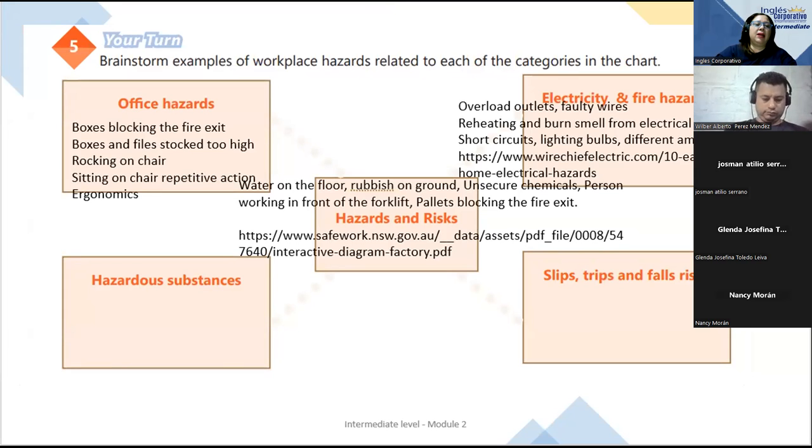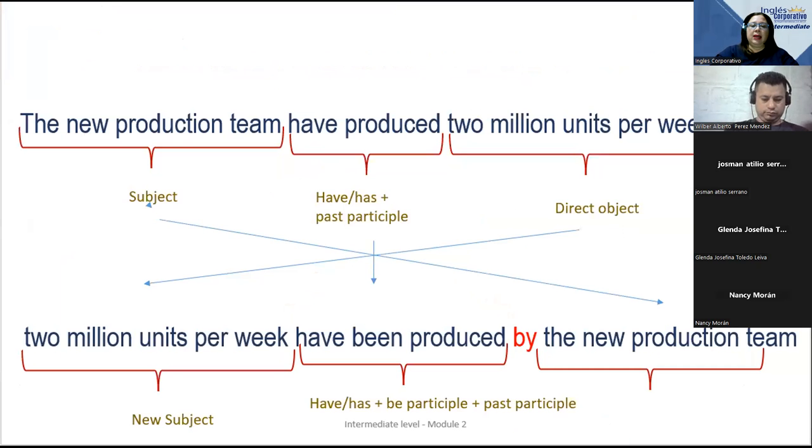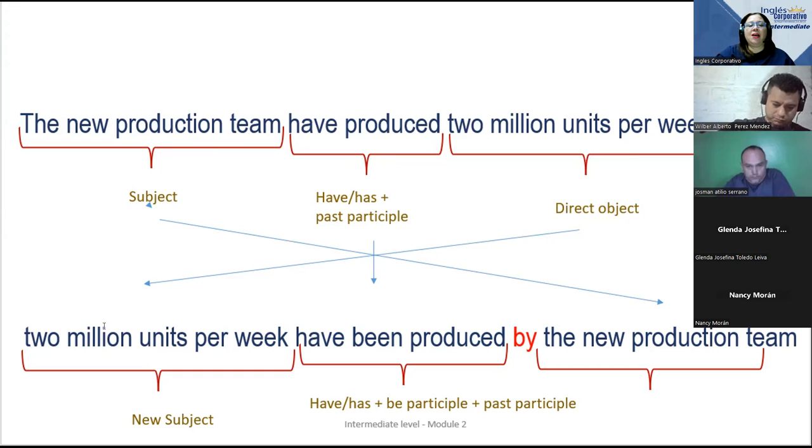Okay, now just remembering in our feedback, this was the example we had, right? This was the example of how to form the passive voice in the present perfect tense. Remember that we want to say something emphasizing the action is more important than mentioning the doer, that's the passive voice purpose, okay? So for example, the new production team is our subject, have produced 2 million units per week. So this is active voice. Why? Because we have someone who is doing the action, right? And then we have a direct object. Then, to transform this into the passive voice, emphasizing the action, the direct object takes the place of the new subject.